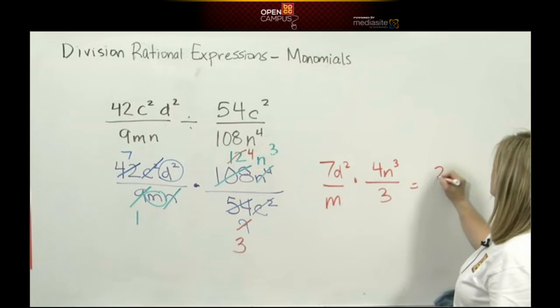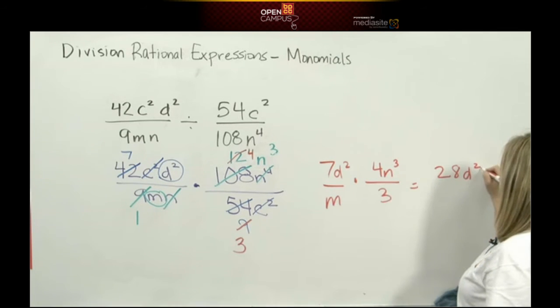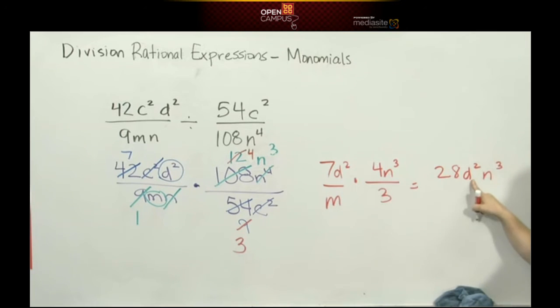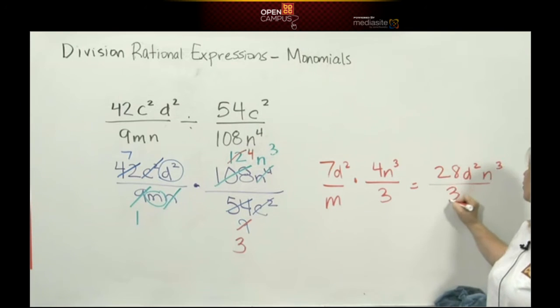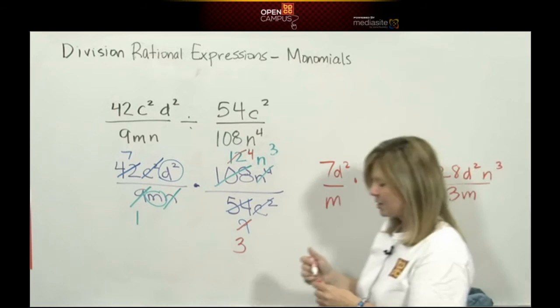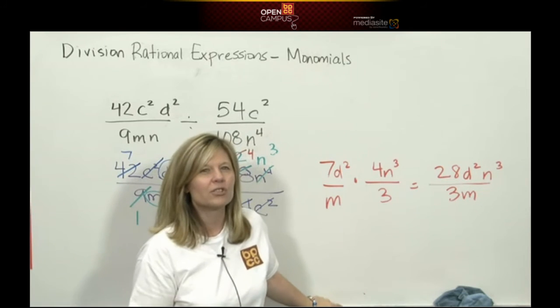7 times 4 is 28. d squared times n cubed is just d squared n cubed. A monomial times a monomial will always be a monomial. The denominator m times 3 is 3m. And that is in lowest terms. 28 and 3 only have a common factor of 1. d, n, and m are not the same variable. And that's all there is to it.